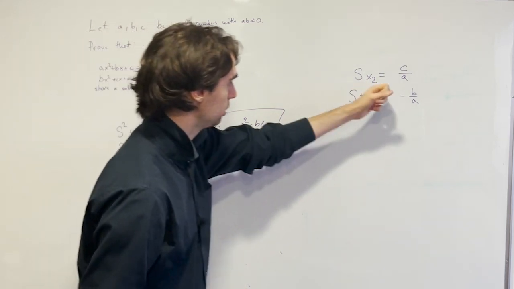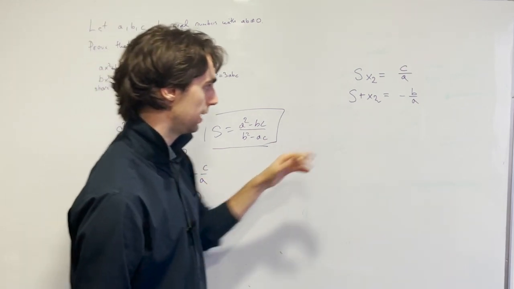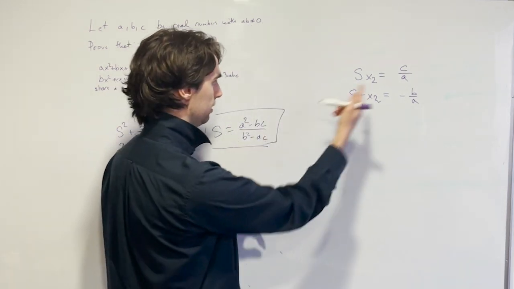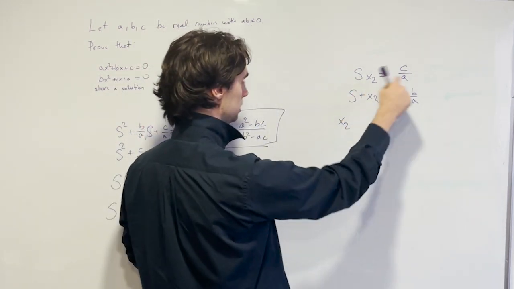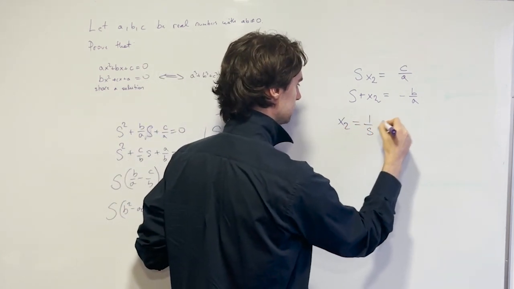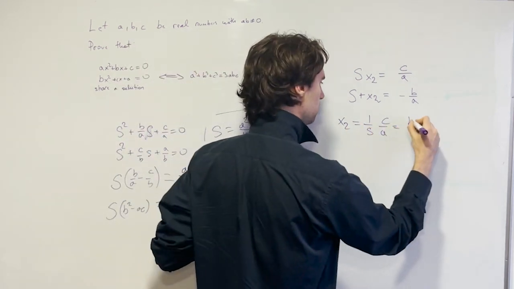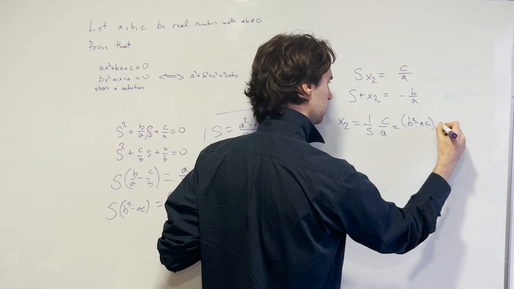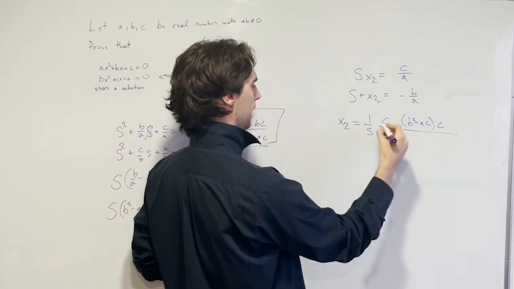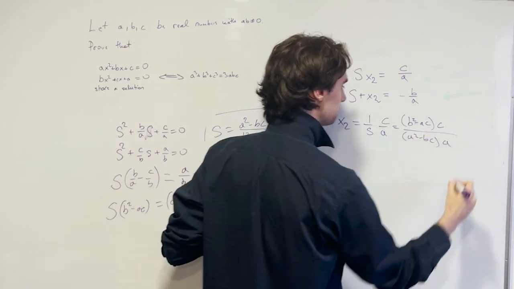It will be equal to C over A, and then S plus x2 will be equal to negative B over A. So now plugging this in, the first solution gives us that x2 is going to be equal to 1 over S, C over A, which is going to be equal to B squared minus AC times C over B squared, so over A squared minus BC over A.